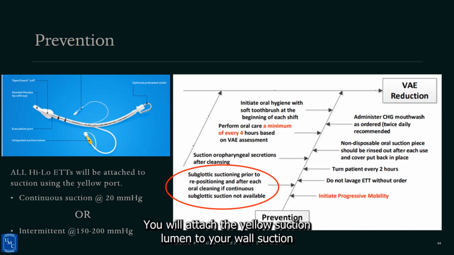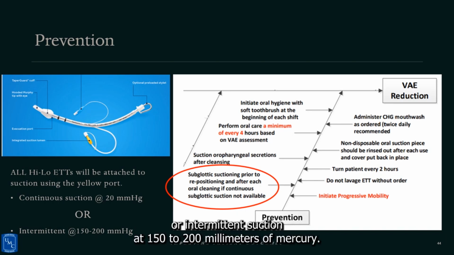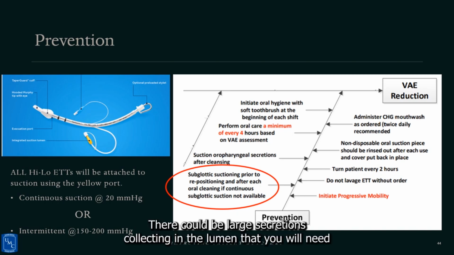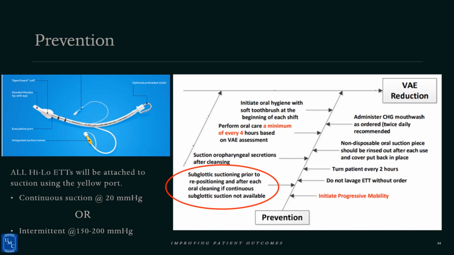You will attach the yellow suction lumen to your wall suction on either continuous suction at 20 millimeters of mercury or intermittent suction at 150 to 200 millimeters of mercury. Please do not assume that it is always working correctly. There could be large secretions collecting in the lumen that you will need to manually extract from time to time with an empty syringe.